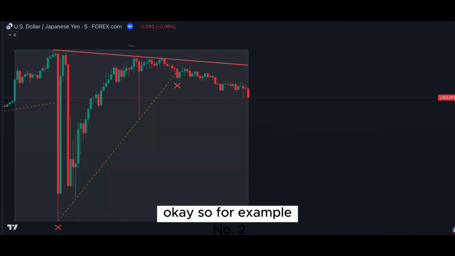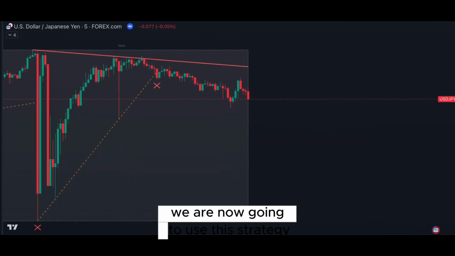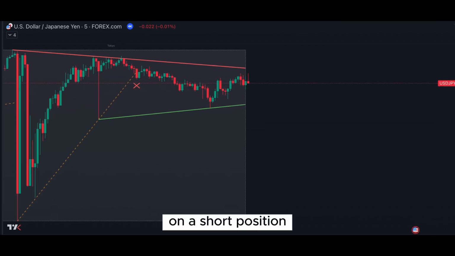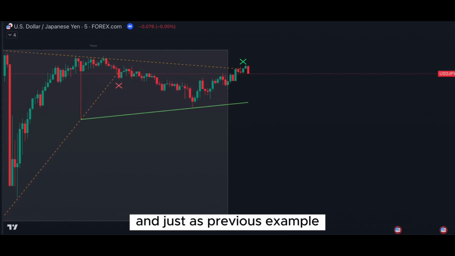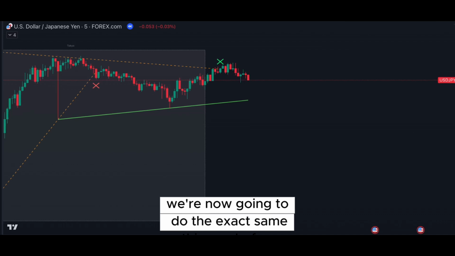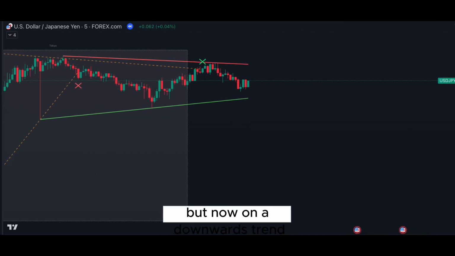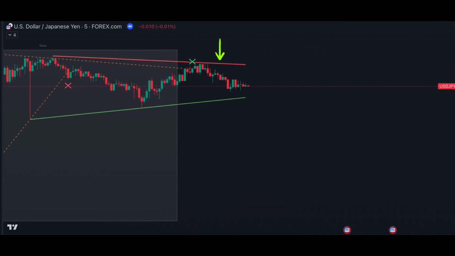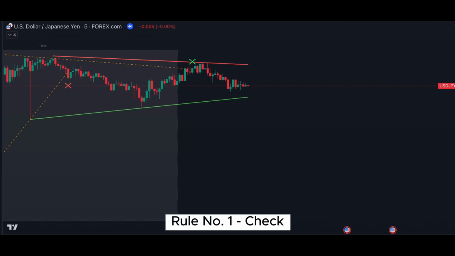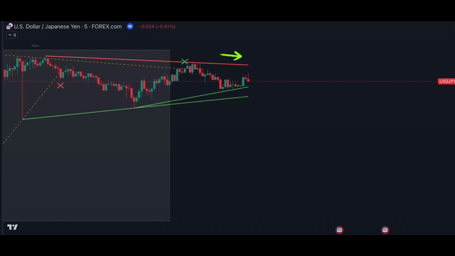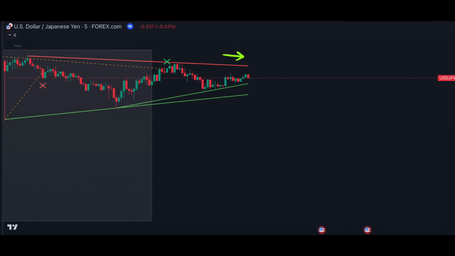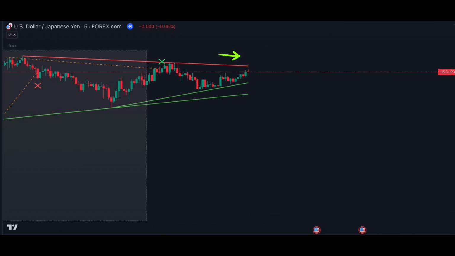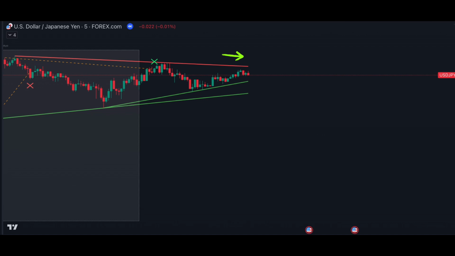Okay, so for example number 2, we are now going to use this strategy on a short position. Just as in the previous example, we are now going to do the exact same thing as before, but now on a downwards trend. And as you can see, the indicator has now created a red line to the downside, which means that rule number 1 of this strategy is being followed. And as we let price play out, we can also see that the indicator is not only red, but has created that continuous red trend line to the downside.